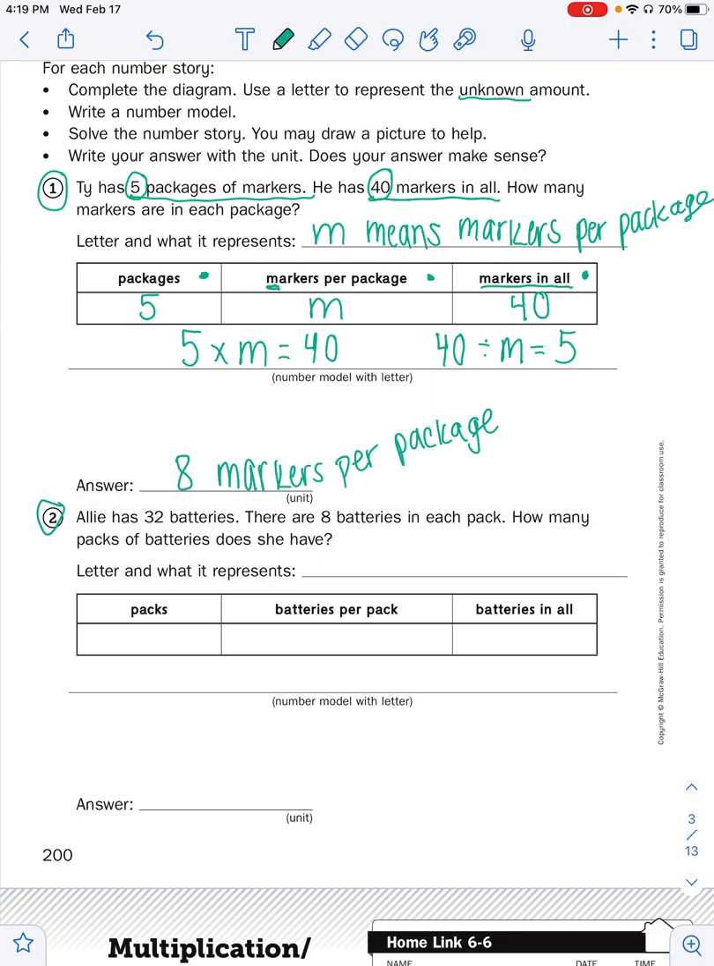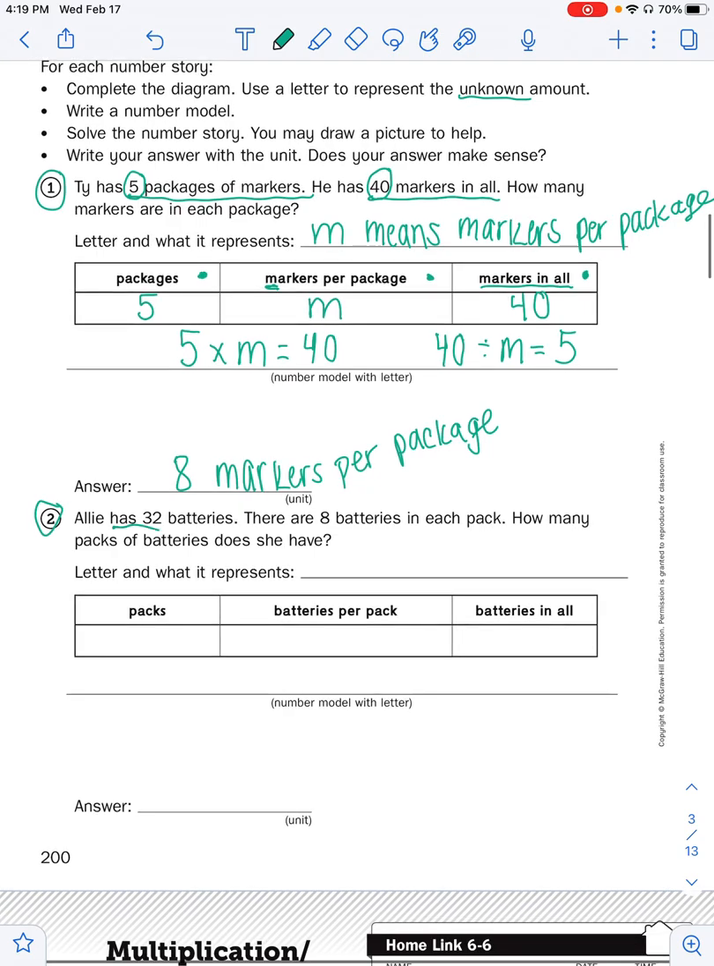Number 2, Allie has 32 batteries. There are 8 batteries in each pack. How many packs of batteries does she have? Okay, before I do anything else, I'm going to see what they are telling me. We're talking about batteries and batteries in each pack, and they want us to solve for how many packs she has. Let's fill in the stuff we already know. She has 32 batteries. Should that go in packs, batteries per pack, or batteries in all? Well, if she has 32, that's how many she has in all. So we're going to put 32 right here.